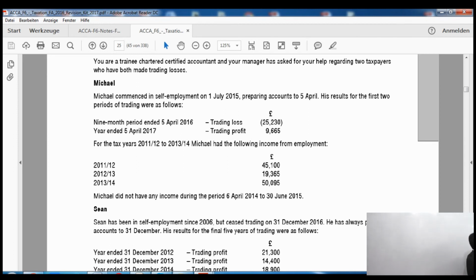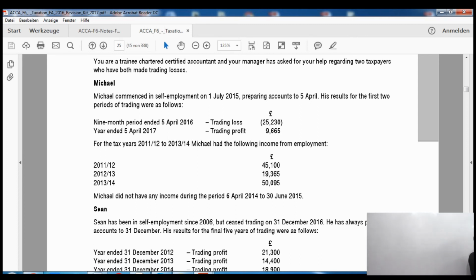So which means that we only have one option. We can set off against the early years loss relief, and that means the previous 3 years from the year of loss. The year of loss is 15-16. So the previous years are going to be 14-15, 13-14 and 12-13, so from 12-13 to 14-15. Now we know that in 12-13 he got 19,365 of employment income, and then he got 50,095 in the next year, and he does not have anything in the tax year 14-15.